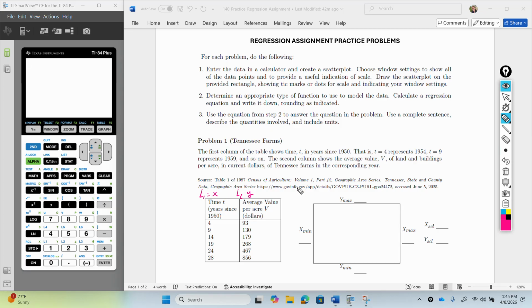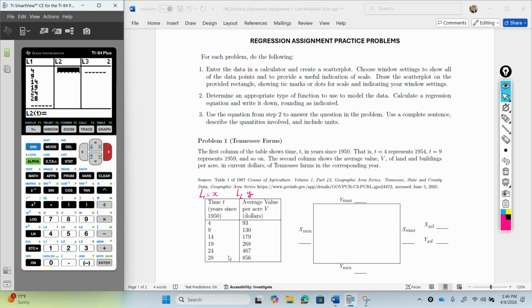All right, so what I'm going to do is come over here and click stat, and then click enter because my lists are empty. So list 1, I'm going to have 4, 9, 14, 19, 24, and 28. And then I'm going to scroll back up and double check that I did not make a mistake.